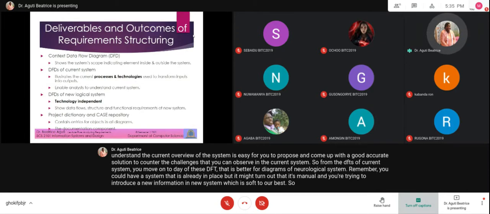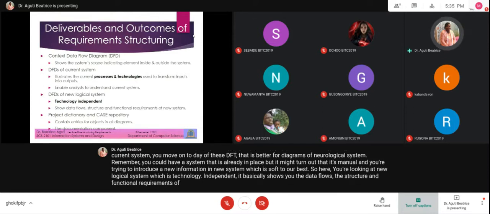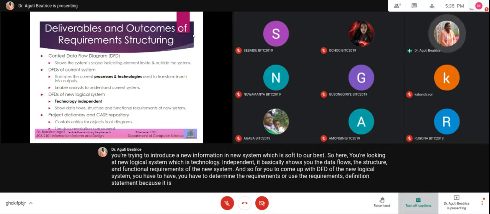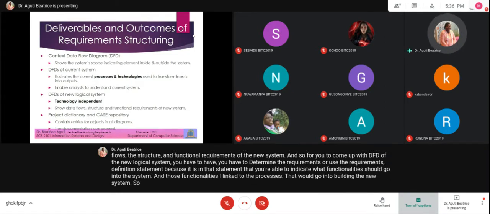So here, you're looking at a new logical system, which is technology independent. It basically shows you the data flows, the structure and functional requirements of the new system. And so for you to come up with DFDs of the new logical system, you have to determine the requirements or use the requirements definition statement, because it is in that statement that you're able to indicate what functionalities should go into the system. And those functionalities are linked to the processes that would go into building the new system. So that is your DFD for the new system.